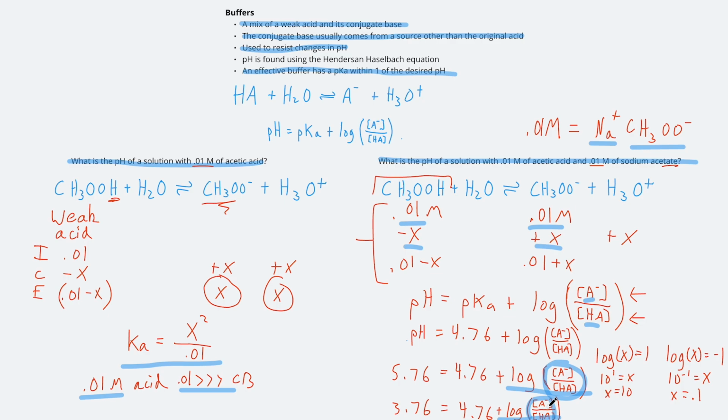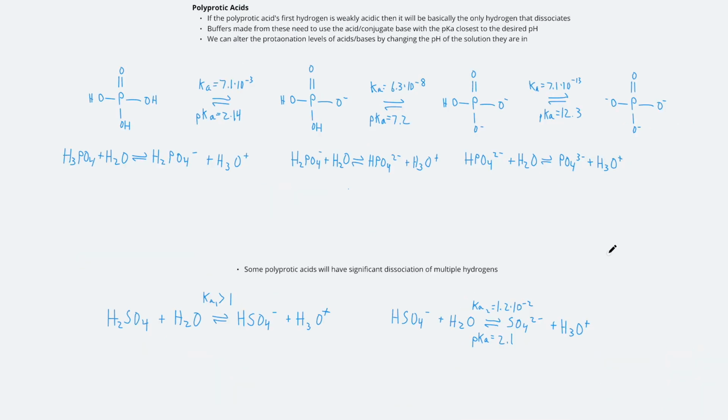And remember that what is inside the parentheses is the ratio of the concentration of the conjugate base over the concentration of the acid. So for that ratio to equal 10, we would have 10 times more of our conjugate base than our acid. And if that equaled 0.1, then we have 10 times more of the denominator, which would be the acid, compared to our conjugate base. So to have an effective buffer, your conjugate base and acid need to be within a magnitude of 10 of one another.